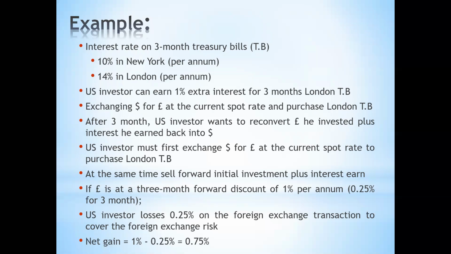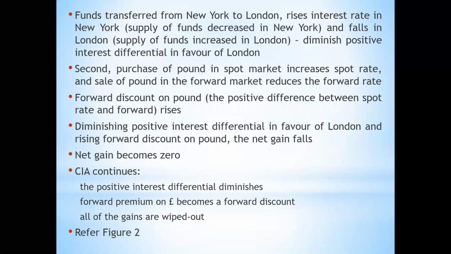We call it covered interest arbitrage because we enter into a forward contract to sell the pound amount we receive at the end of 3 months. That means we are minimizing our risk of foreign exchange rate changes. That's why we call it covered interest arbitrage. Nothing else.